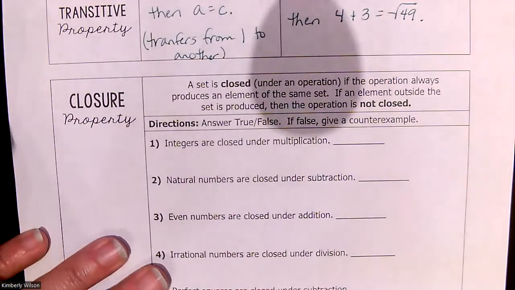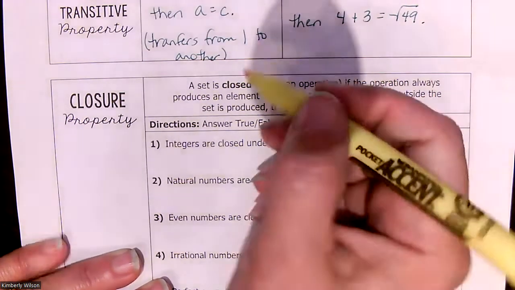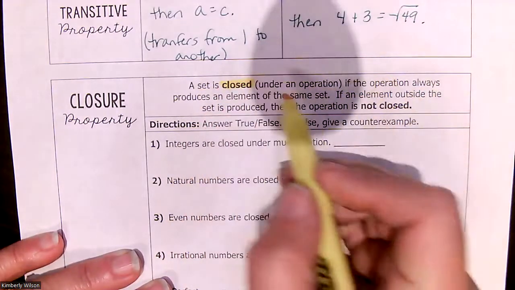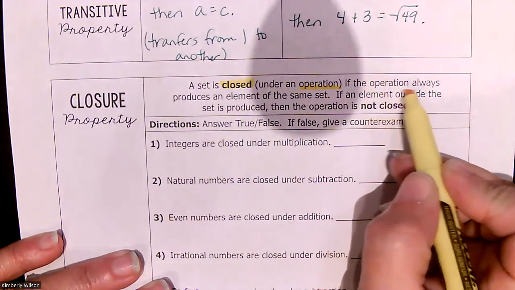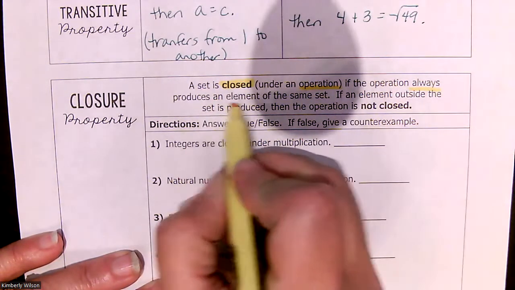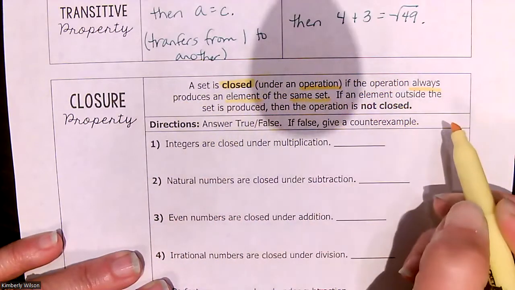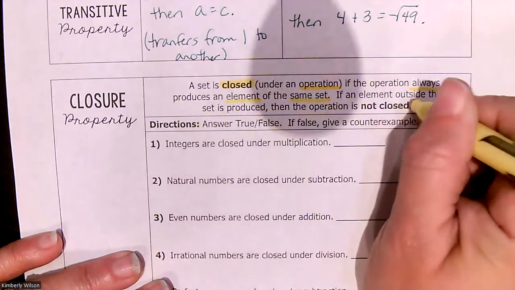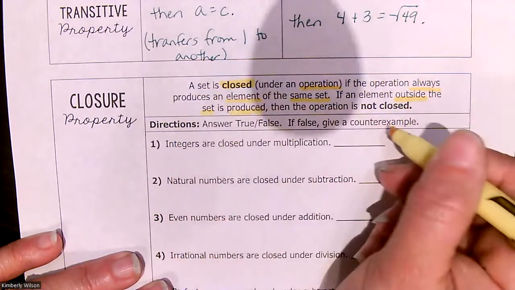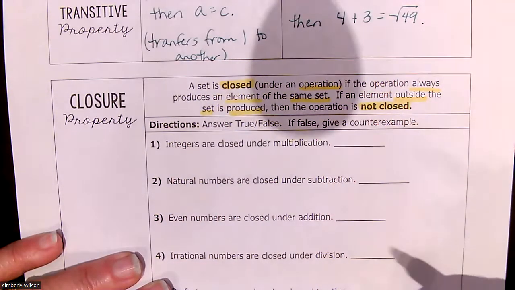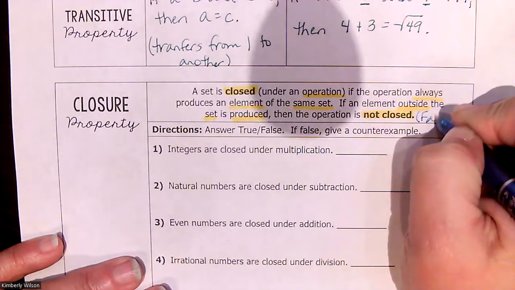Now, I said the last one, but that's the last one where we have examples written like this. This is where we kind of have to show. So we're talking about the closure property. To determine if a set is closed under an operation, if the operation always produces an element of the same set. So produces an element of the same set. If an element outside the set is produced, then it is not closed. So in other words, if it makes a false statement, okay? So not closed would make a false statement.